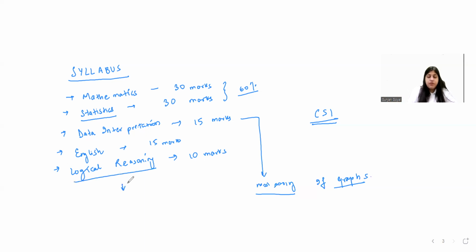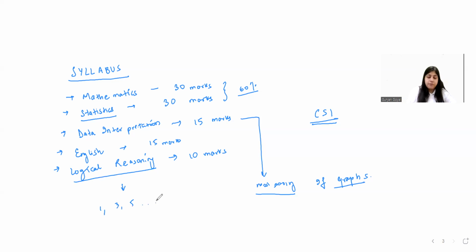Logical reasoning. This is one of the trickiest parts of the entire paper, because it contains different types of sums. There are a lot of tricks which you need to follow for logical reasoning. There are different types of number sums. There are different types of chair sums, where if somebody is sitting beside this person, who is ultimately sitting beside whom. There are different types of clock sums, like the hour hand, minute hand and second hand, and what angle they form.